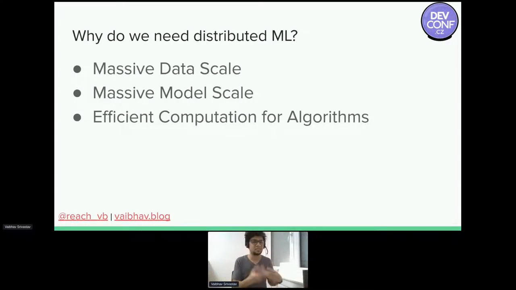And this is what we're going to be talking about in a bit. Second of all, we effectively want efficient computation for our algorithms, right? If there's something that can be parallelized, then we want it to be parallelized. That's the key over here. And we don't want to run into out of memory errors, or errors pertaining to us not being able to get to results faster, and so on.